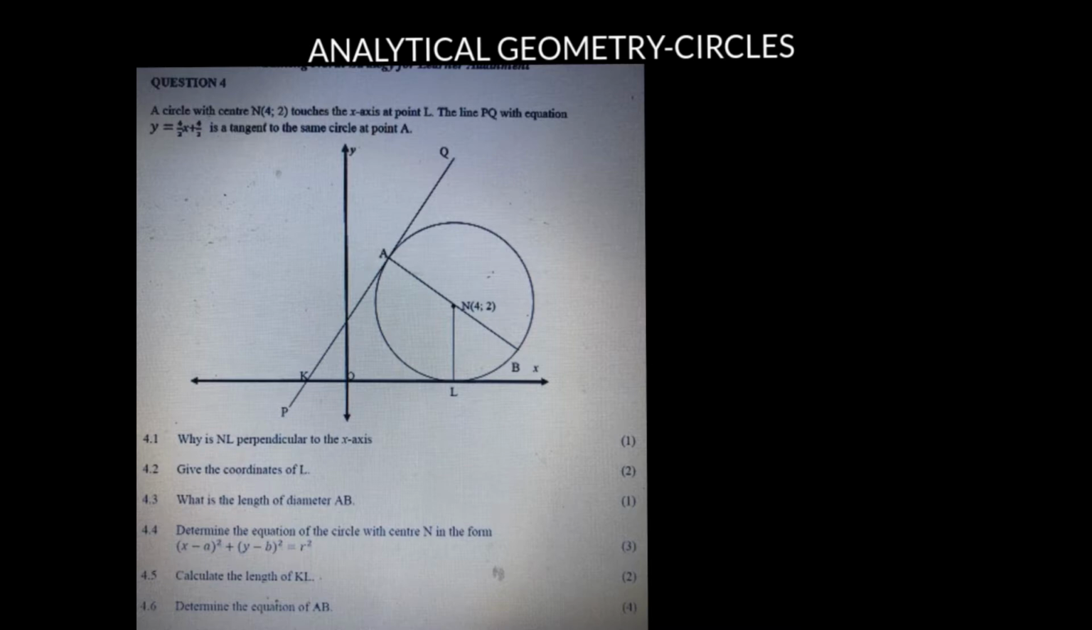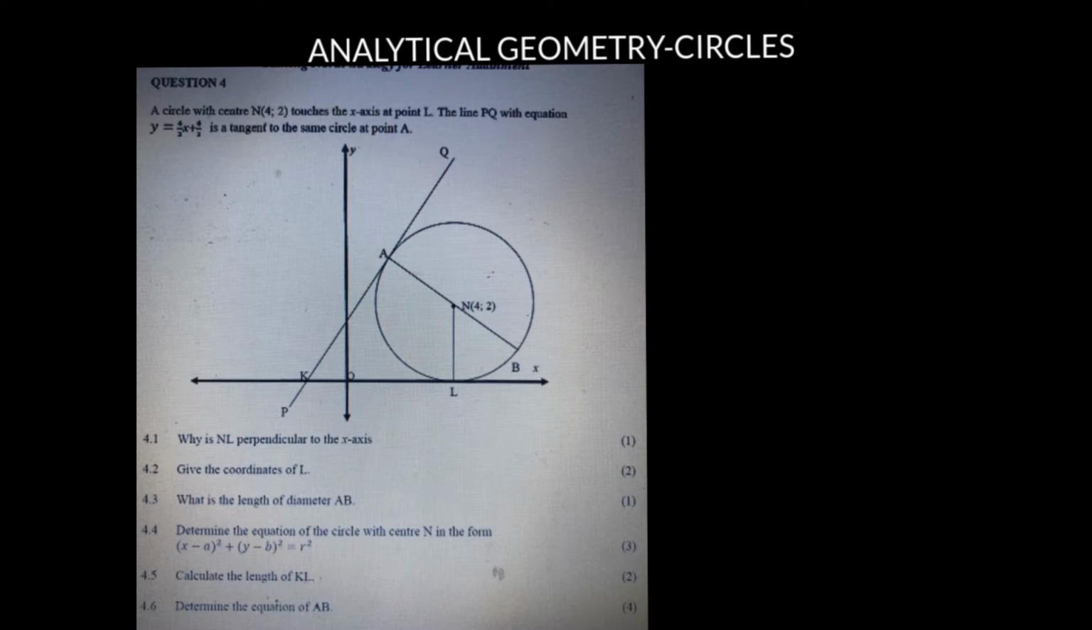Firstly, the important thing is to read the information that you are given at the beginning. They tell you that there is a circle with center N(4, 2) that touches the x-axis at point L. The line PQ, with the equation y = 4/2 x + 4/2, which is a very odd way of writing 2, is a tangent to the circle at A.